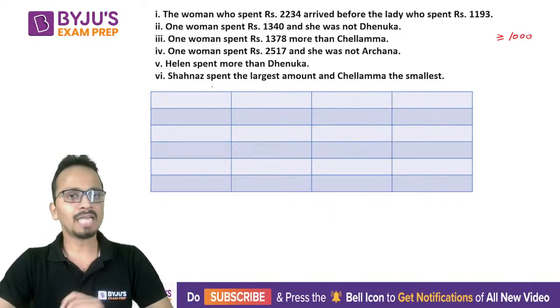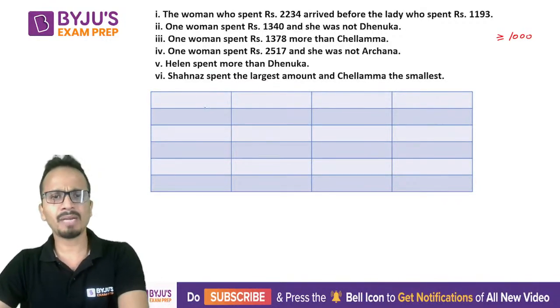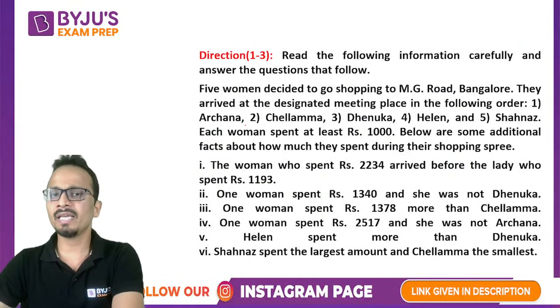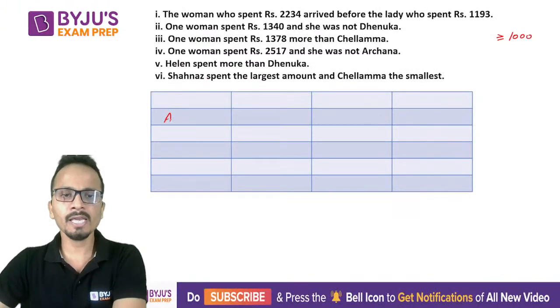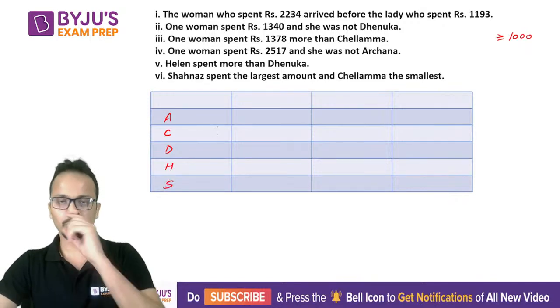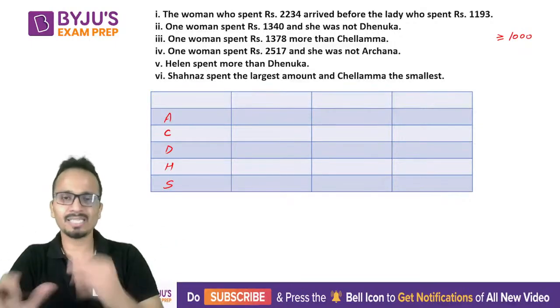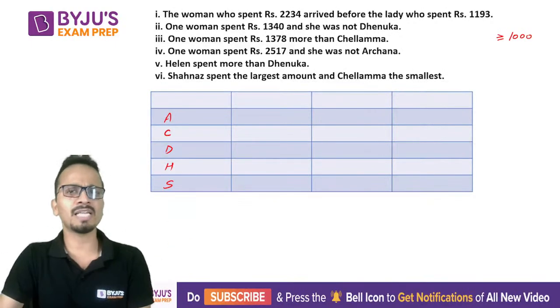Now let's read statement number 1. But before that, let us put the names of these ladies. They arrived at the mall in the following order: A, C, D, H, and S. So A, C, D, H, and S. These are the names. I'll be filling in the conditions. I have just randomly made a table, and let's see how many columns and how many rows can be used here.